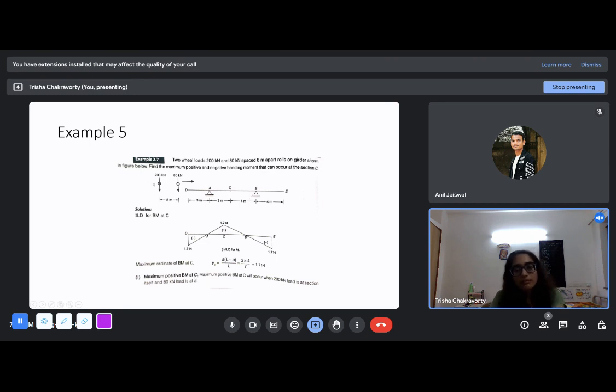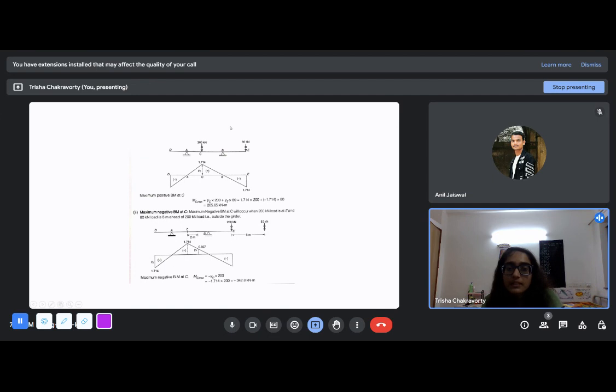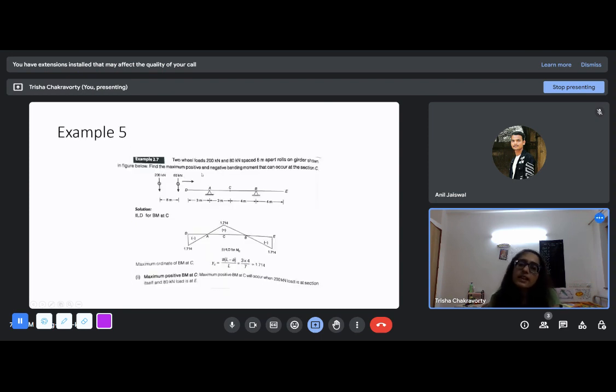It will occur when the largest load is at the maximum top point, and the 80 is somewhere here, and this is 8 meter. So the 8 meter will cross over to this zone. If you put one here, the other will be at this point. So the maximum positive bending moment at C is this.